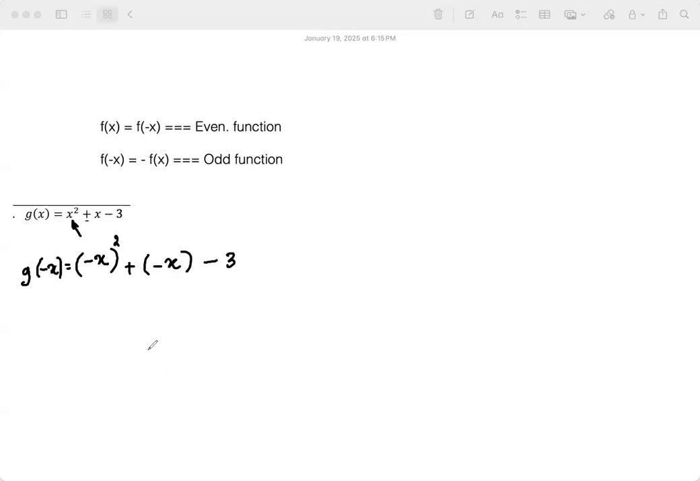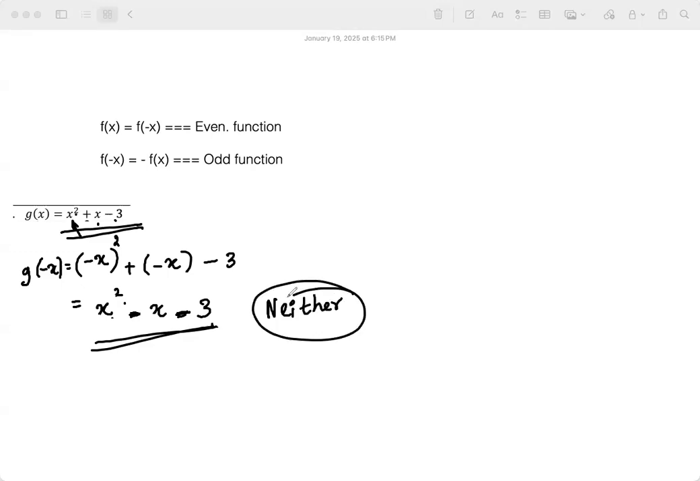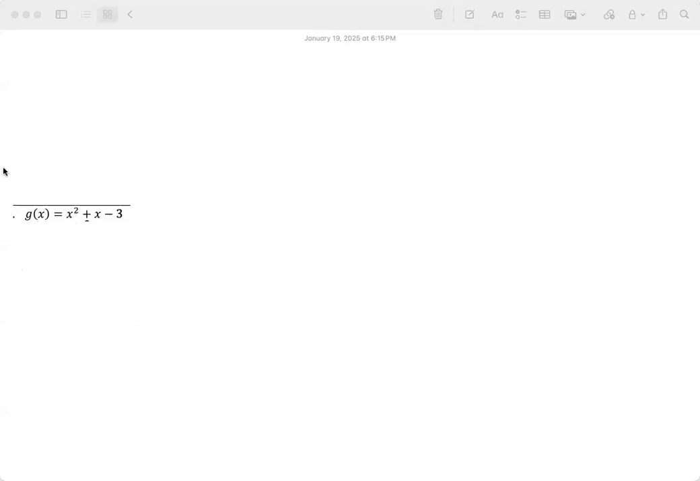So I substituted that, right? When I substituted minus x, when it is squared, it results in a positive x squared. This will be a minus x minus 3. This one has no pattern with the original, meaning the x square is still positive. The others, the positive changes to negative, but this one stays negative. So there's no pattern. So this is neither even nor odd. Go ahead, I'll give you a few more.